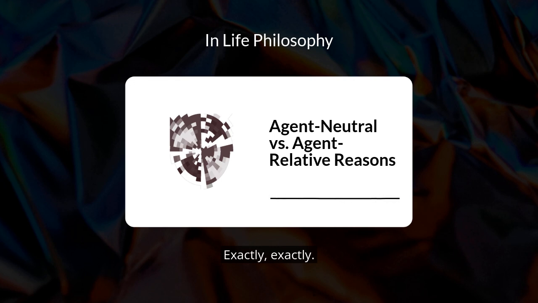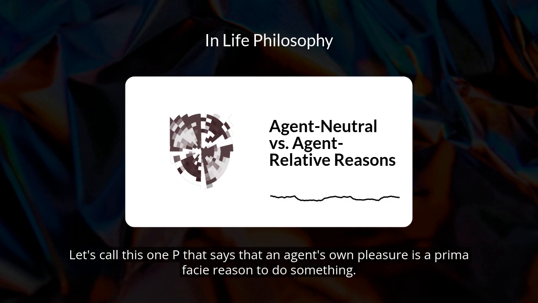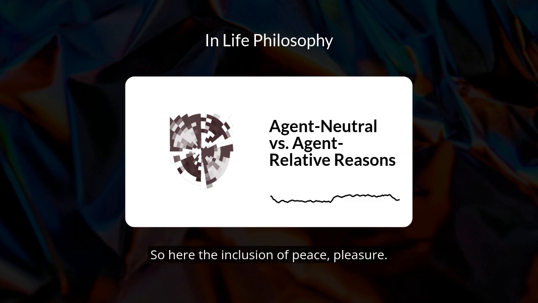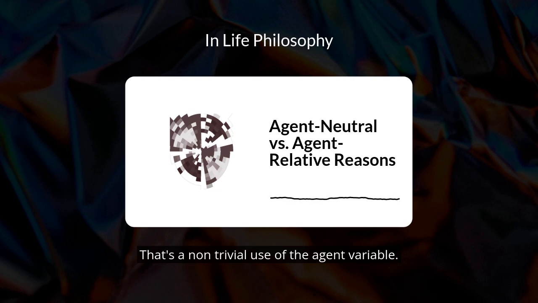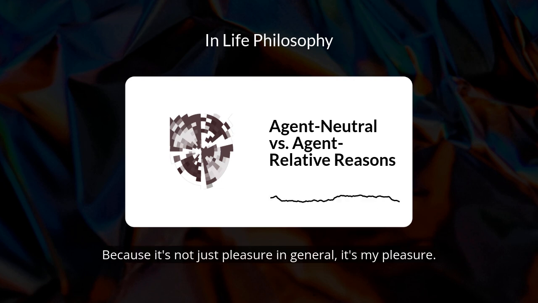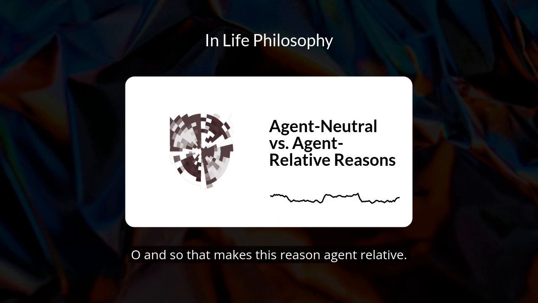Exactly. But now consider a different default principle. Let's call this one P. That says that an agent's own pleasure is a prima facie reason to do something. Okay. So here, the inclusion of P's pleasure is a non-trivial use of the agent variable. Right, because it's not just pleasure in general. It's my pleasure. Exactly. And so that makes this reason agent-relative.